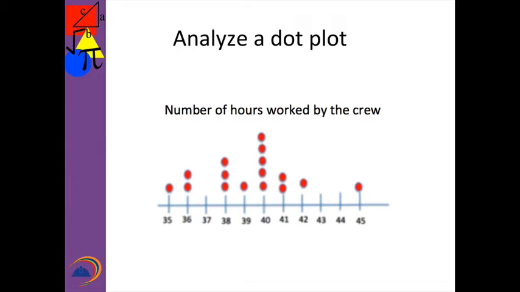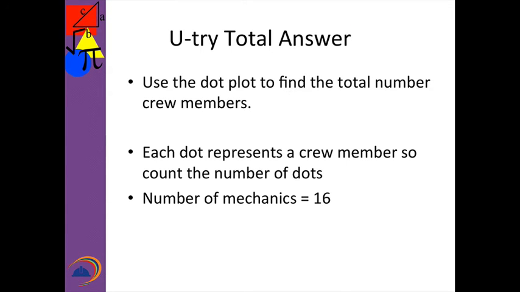I will meet you back here in a minute. All right, what I'm thinking about this is the number of hours worked by the crew. Each dot represents a member of the crew, so all I have to do is count the number of dots. So I have 1 in the first column, 2 more makes 3, 3 more makes 6, 1 is 7, and 5 is 12, 13, 14, 15, 16. I think there were 16 crew members. So let's go look at the answers. Each dot represents a crew member, and we had 16, exactly right.